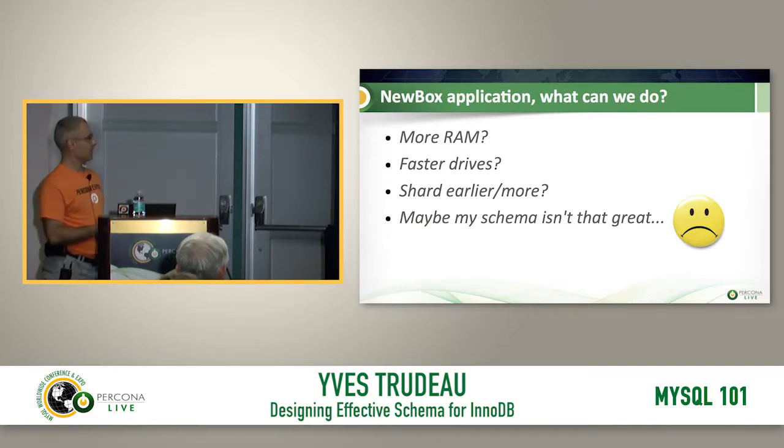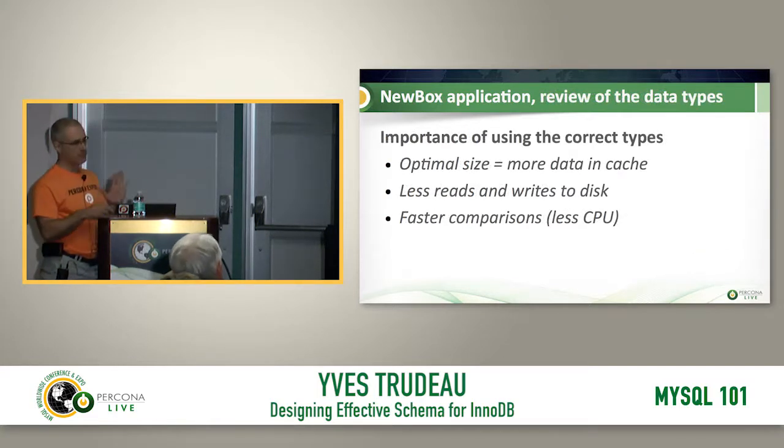So what happened? First thing, the consultant reviewed the types and tried to make things better. Because if you use a type that is well optimized for what you are doing, it takes less space in memory, so you cache more. Common sense. If you have more in memory, you don't need to access disk as often. Less read and write to disk. And also, if the types have a higher cardinality per bytes, the comparisons are faster.